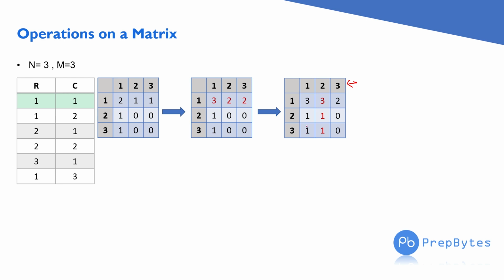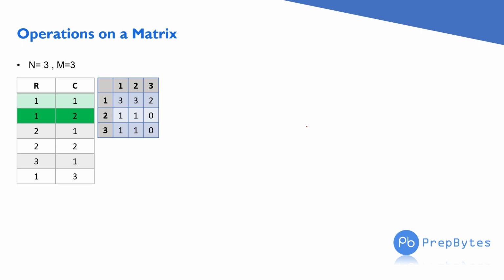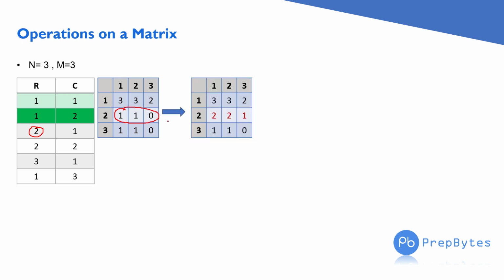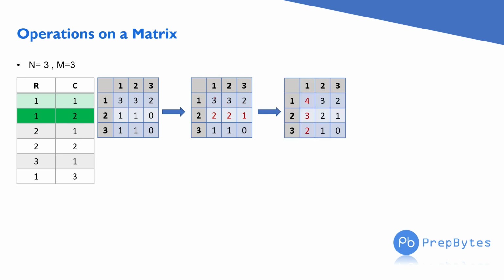Fine, I hope you are understanding this. Two queries are over, so go to the third one. Here we have to select row number 2, this one, and increment each value by 1. Now all these values are incremented. Now select column number 1 and increment all the values in column number 1 by 1. So 3 is incremented to 4, 2 to 3 and 1 to 2. After query 3 we get our matrix as this.